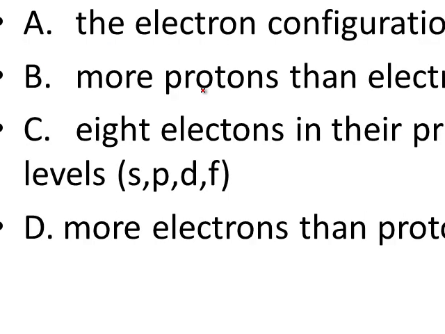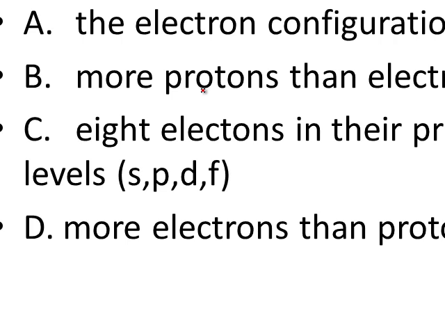We're going over the octet rule. The octet rule states that in chemical compounds, atoms tend to either A, look for the electron configuration of a noble gas, B, they have more protons than electrons, C, they have 8 electrons in the principal energy shell, or D, they have more electrons than protons.